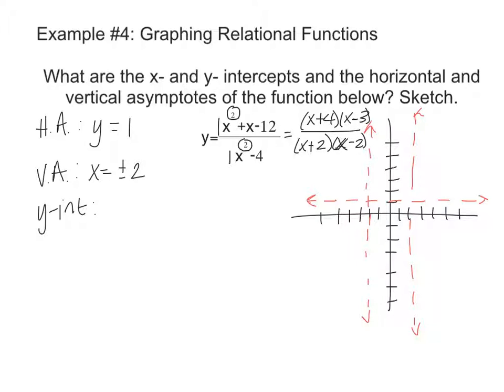I'm going to deal with it in the standard form here, because it's a lot easier to see. Once you make those x's 0, you're left with -12 over -4, which is going to give you 3. So our y-intercept is 0, 3, and that's the only y-intercept that we have. So I'm going to plot that point on our graph up here.